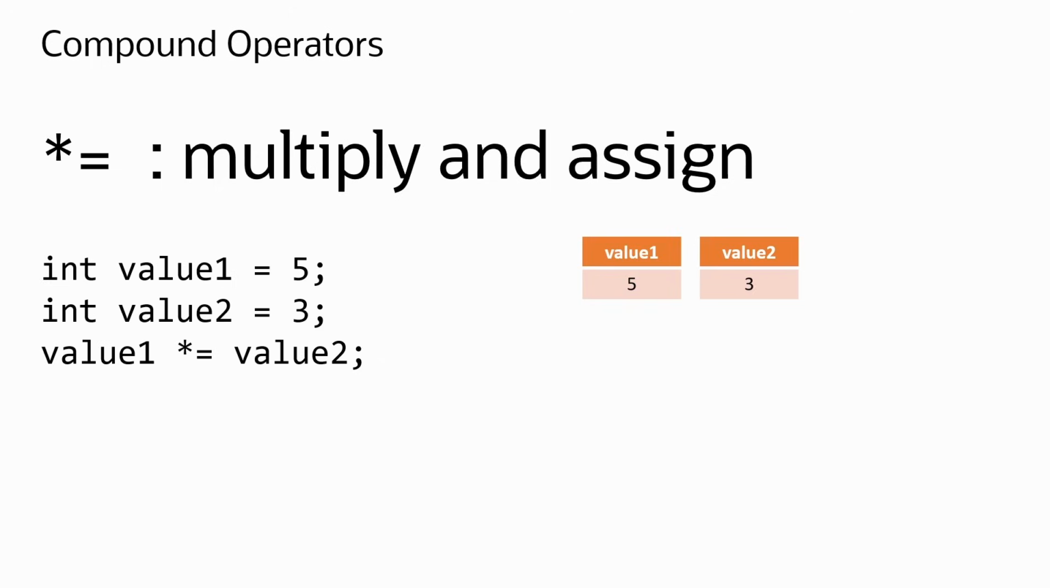Multiply equals, we'll multiply and assign. Again, value 1 and value 2 are set. Value 1 times equals value 2. We're going to do the multiplication first. So value 1 times value 2, 5 times 3, which is 15, and value 1 will equal 15.